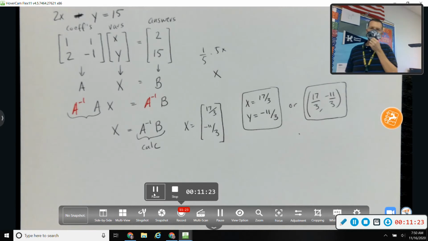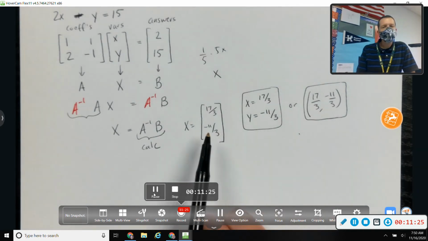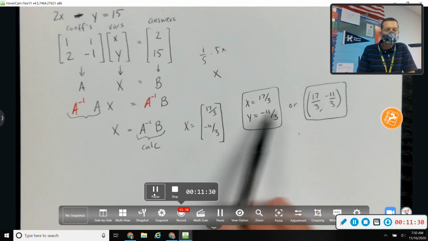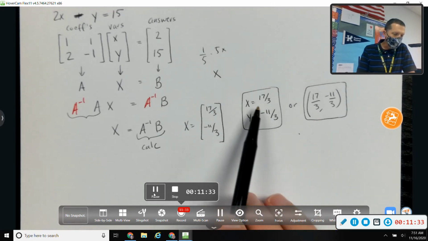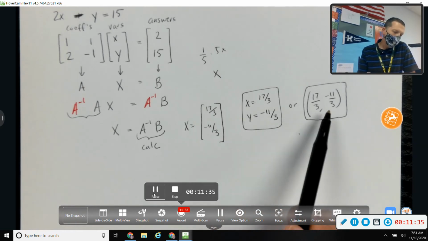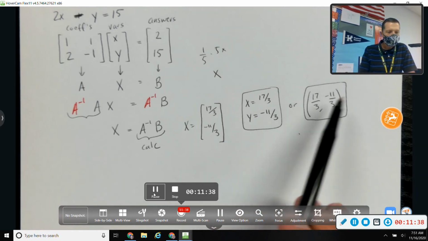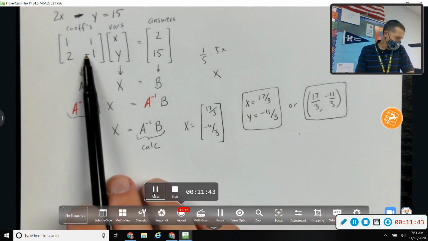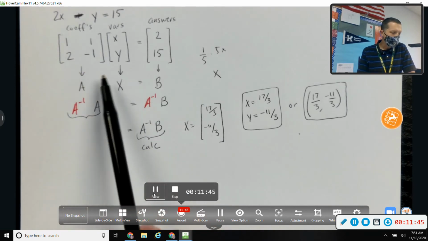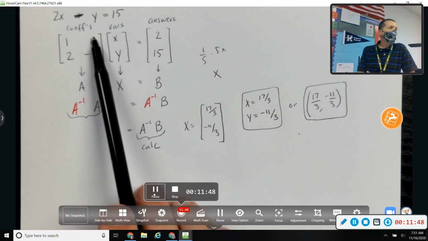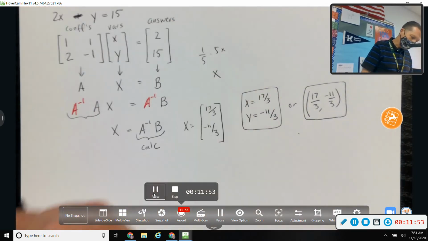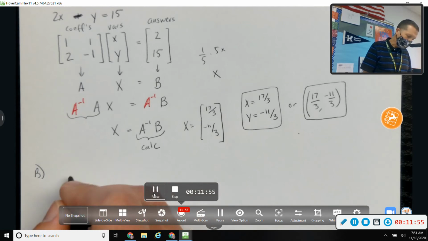So again, your final answer is not the matrix, because I wanted to know what X and Y are. So you need to answer telling me what X and Y are, explicitly like this, or you could put it as an ordered pair where we know it's X comma Y. But that's way easier. At least, I don't know if it's way easier for two equations and two unknowns, but it's definitely way easier for a 3x3 type equation. So let's do another one of these.